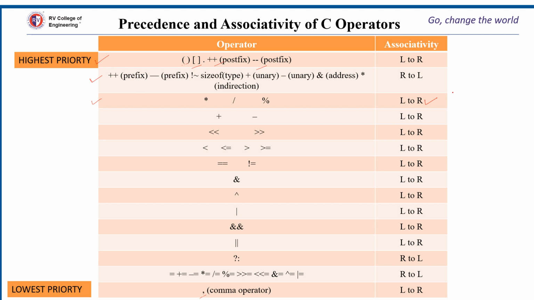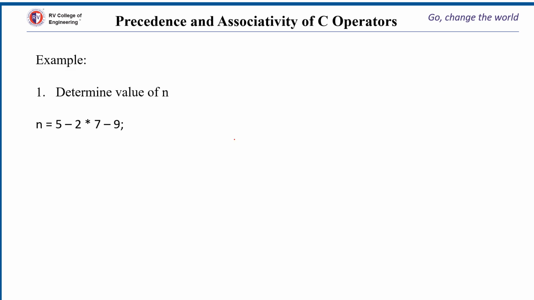As discussed in the previous example, multiplication and division have the same precedence. If they appear in an expression, we apply the associativity rules. Now let us take an example. Determine the value of n. How does this go? First, observe the operators. We have minus and we have into. We have a subtraction operator and a multiplication operator.